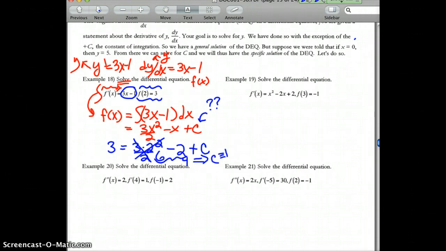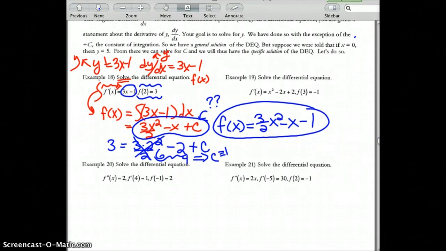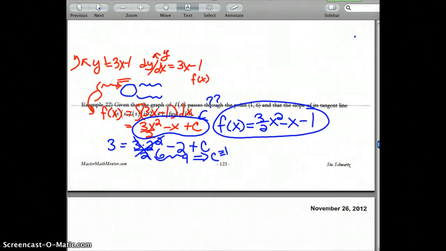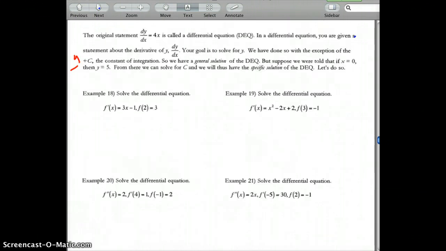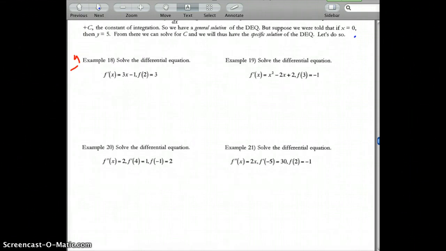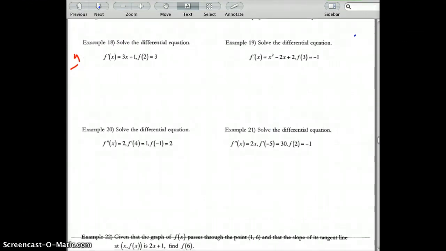So my specific solution, going back to my general solution, since I have solved the differential equation, is 3 halves x squared minus x, and then my constant specifically is negative 1. And we could do this process ad nauseum, I suppose it's a good word for it, with a whole bunch of different problems. The key to it is, I'm on a PDF file and it's hard for me when I'm so used to having this Smart Notebook file.